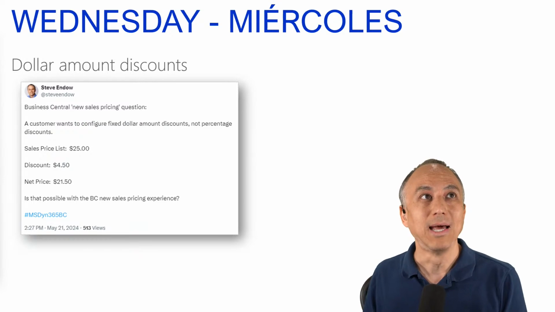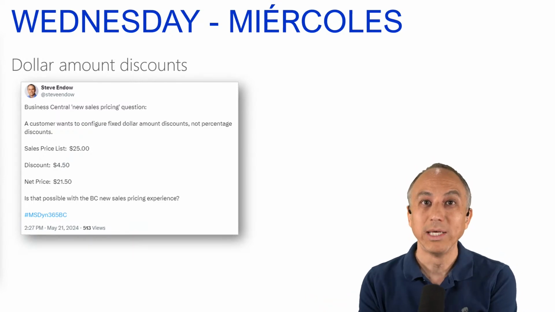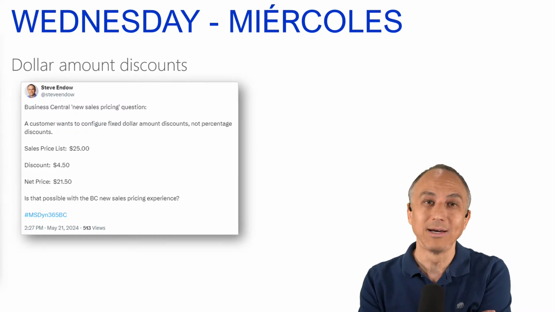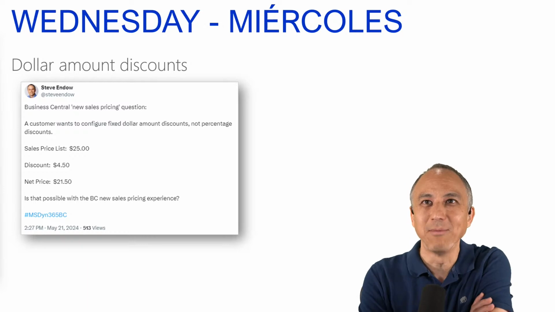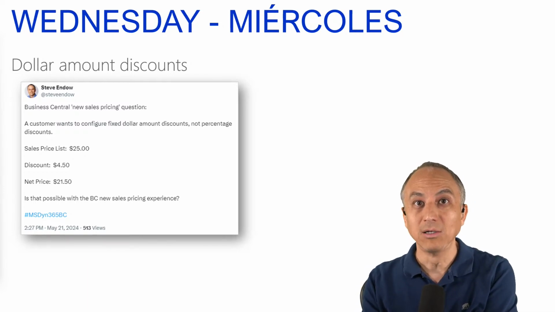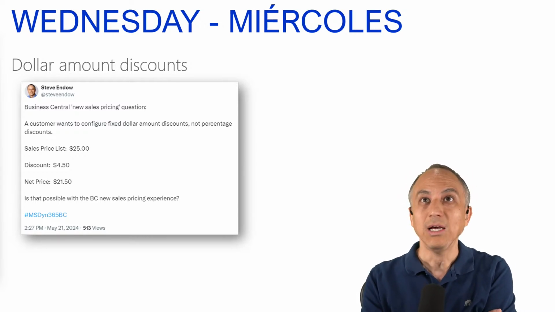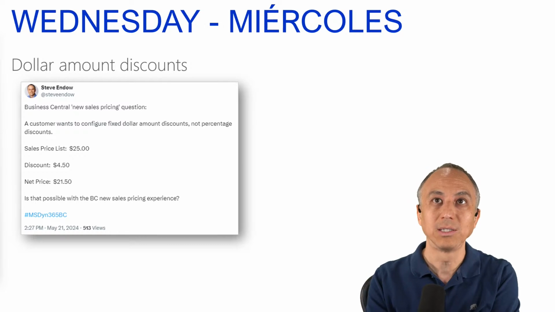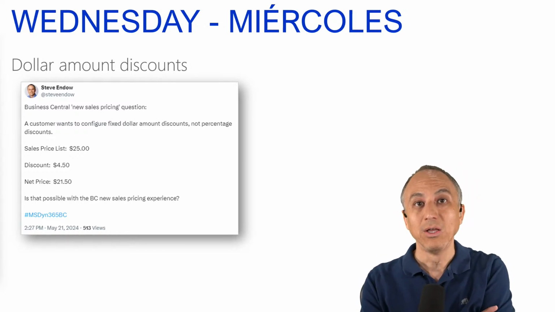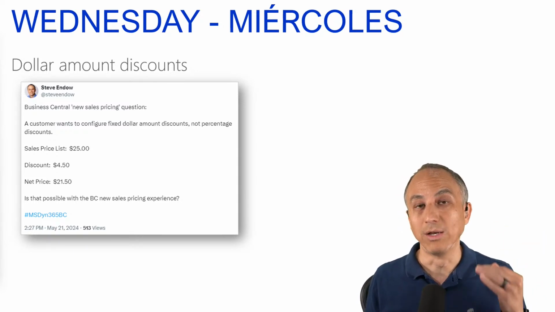And on Wednesday, miércoles, I have a customer with a request for a certain pricing configuration. And Eric Hogard caught the typo in my math here. They want a fixed price dollar amount discount. They do not want a percentage discount. So if they sell something for $25 and they have a $3.50 discount, they want that as a fixed dollar amount discount. So the net price would be $21.50.